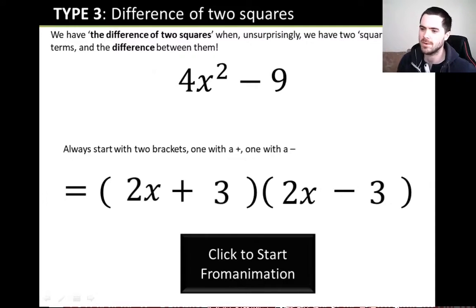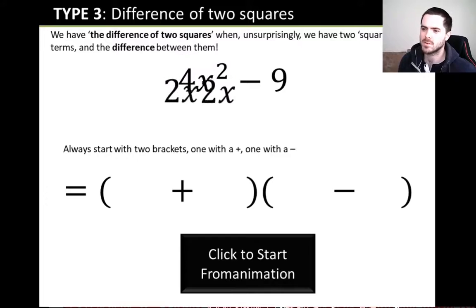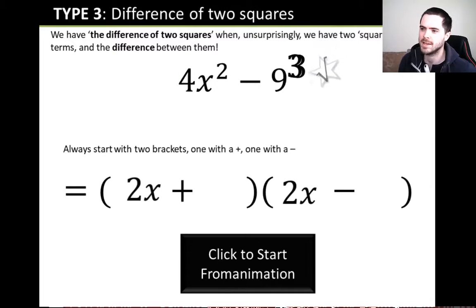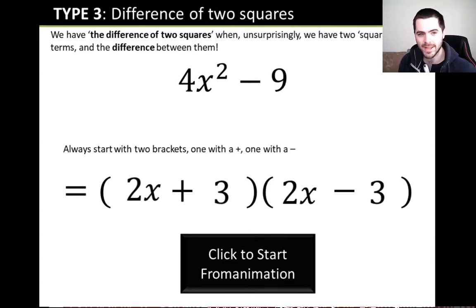So that very little trick that you've just watched is how we can factorise that square function very, very elegantly. I'll show you it again. 4x squared gets square rooted to 2x, 9 gets square rooted to 3, and you can put it in your brackets as quickly as that. 2x plus 3 times 2x minus 3.